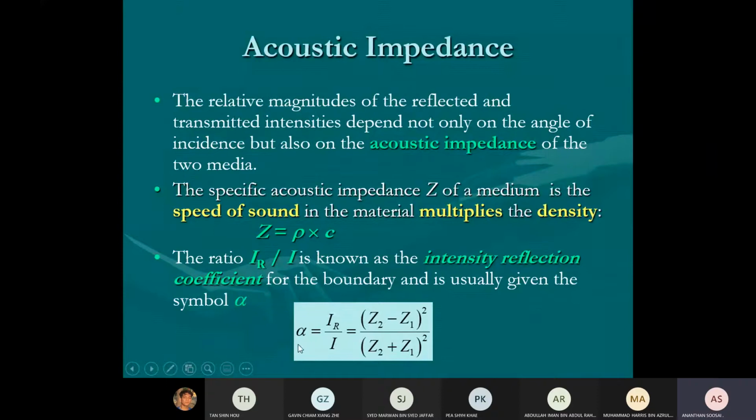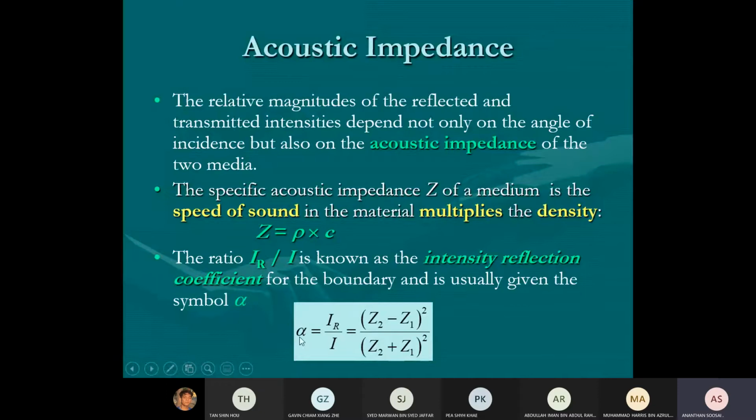Alpha is equal to IR over I. Okay. So if alpha is big, what is the meaning of that? Alpha big means majority reflected or transmitted. Anybody? Alpha is big means IR over I is a big fraction, right? That means IR is big.